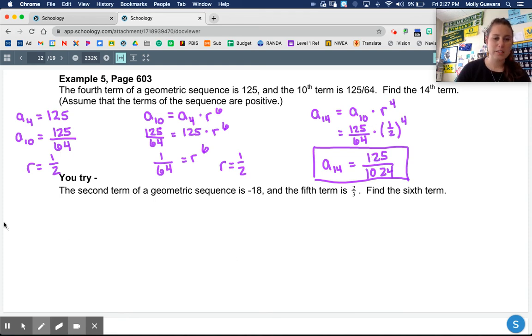Try this one, use the same idea, right? You're given that the second term is negative 18, and you're given that the fifth term is 2/3. So use the same idea, find what r is, and then find the sixth term.